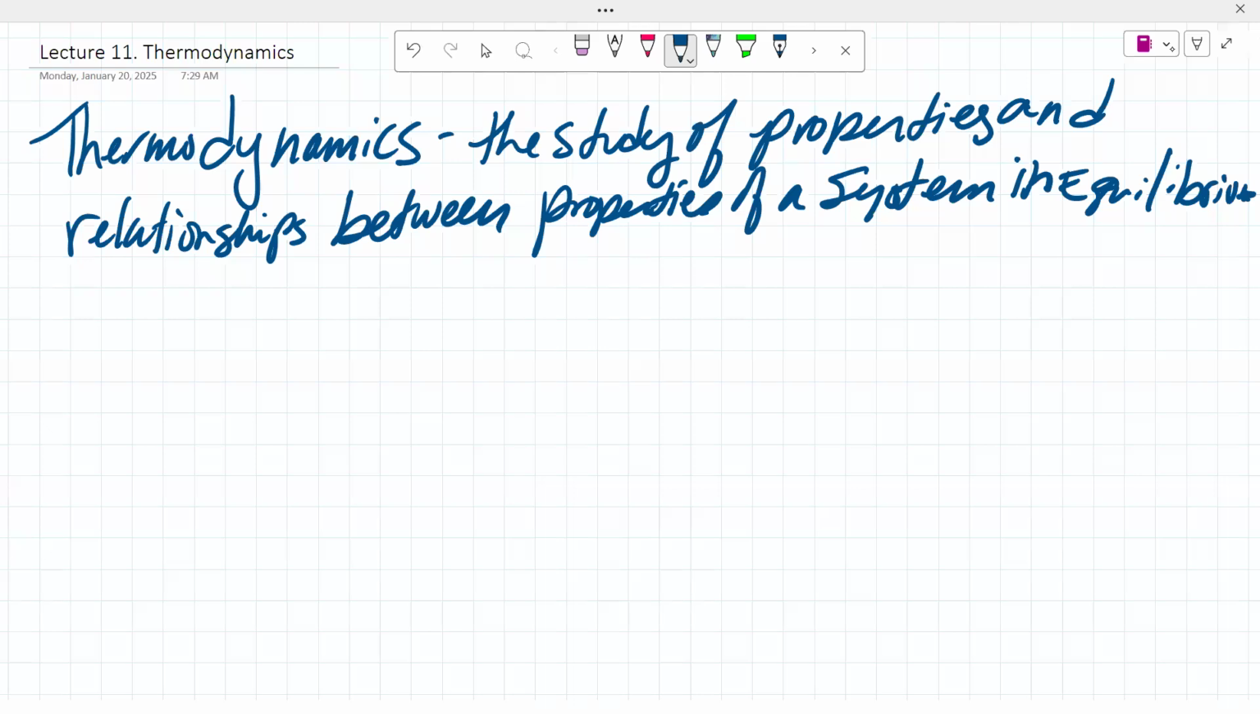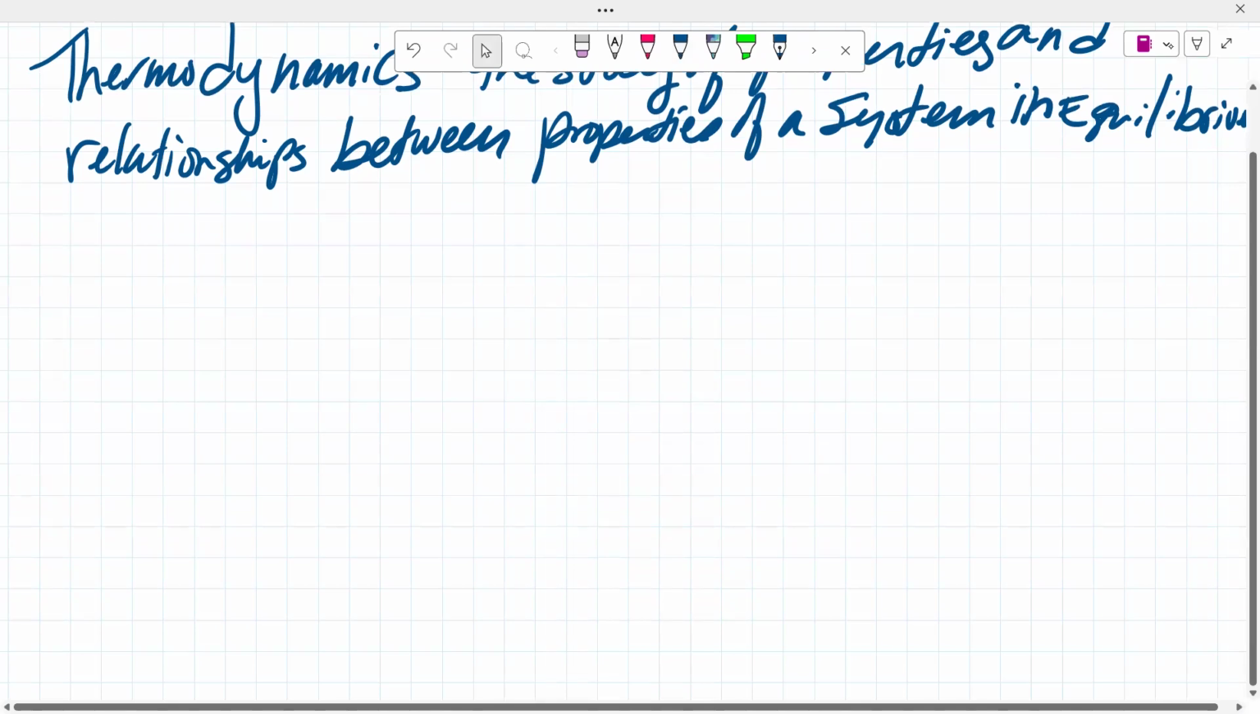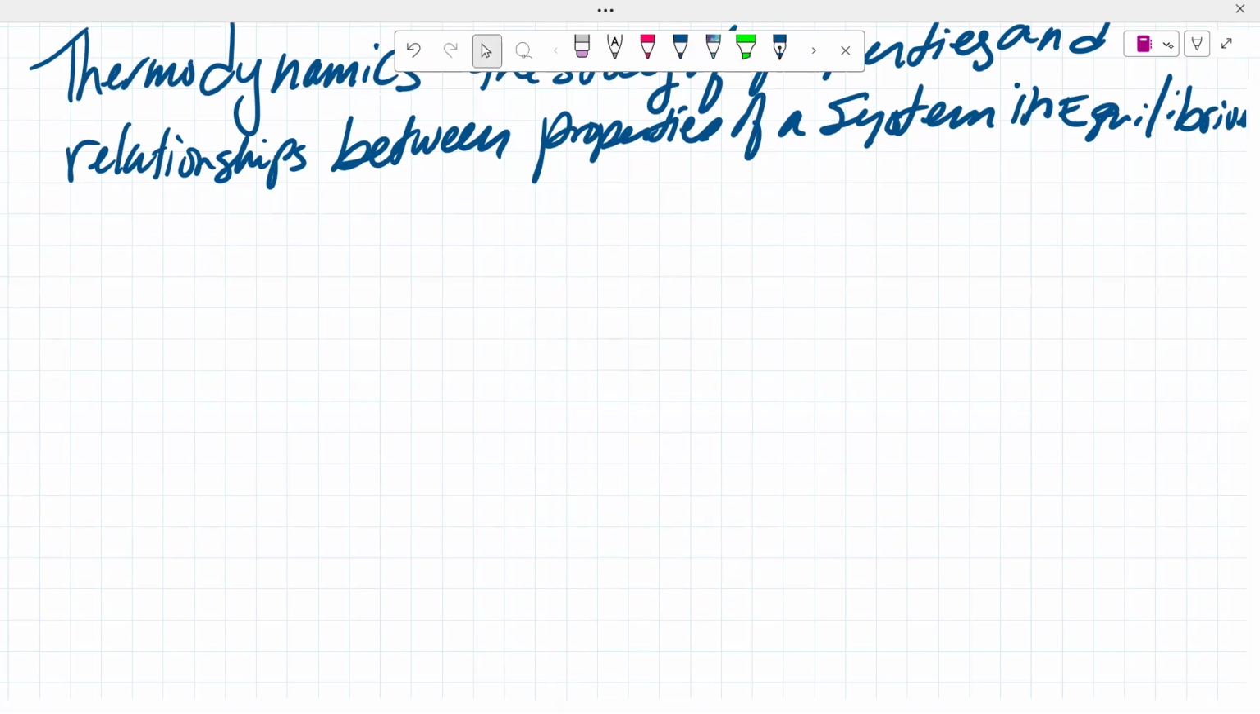In other words, we have looked at the very microscopic view when we did the quantum mechanics, and now we are moving into looking at larger systems from the top down.